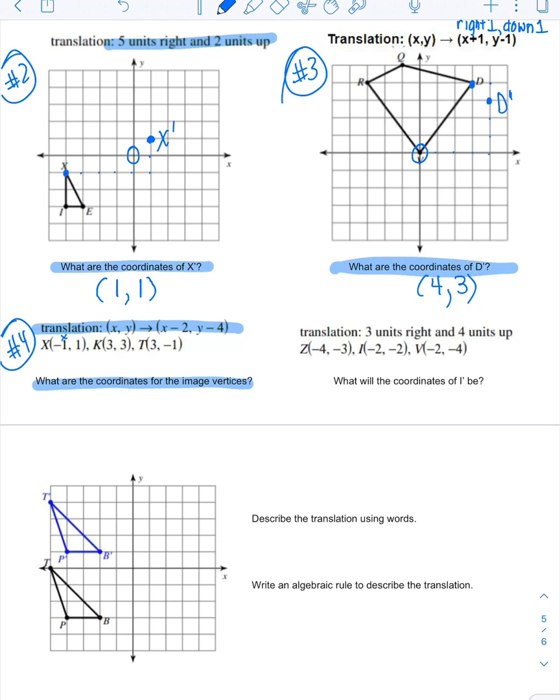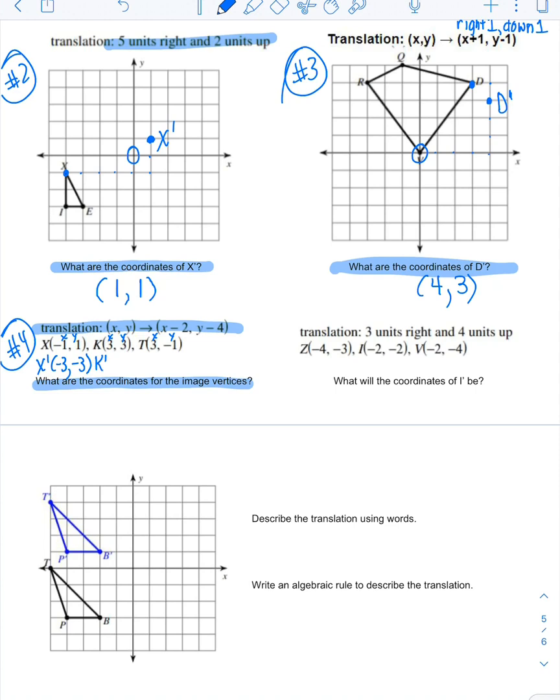Remember, points are x, y. So this is x, y, x, y, x, y. So let's find X prime. Well, the rule says to take x and subtract 2. So negative 1 minus 2 is negative 3. And then it says to take y and subtract 4. So 1 minus 4 is negative 3. So X prime is negative 3, negative 3. Let's do the other two.